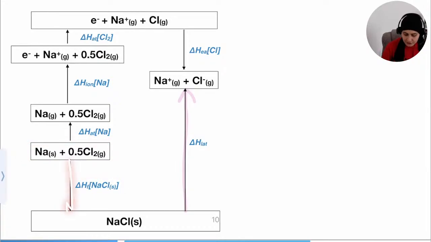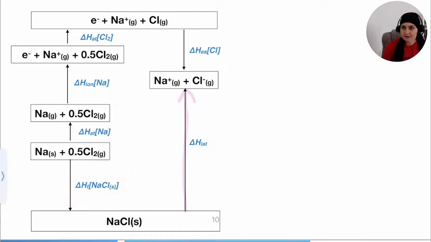So this reaction shows the enthalpy change of formation of NaCl. Why 0.5? Well, 0.5 because this reaction must be balanced. I need to form 1 mole of NaCl from the elements, Na solid and Cl2 gas, and to balance it out, I have to put 0.5 in front of Cl2. Arrow down because exothermic. That's the formation of NaCl.